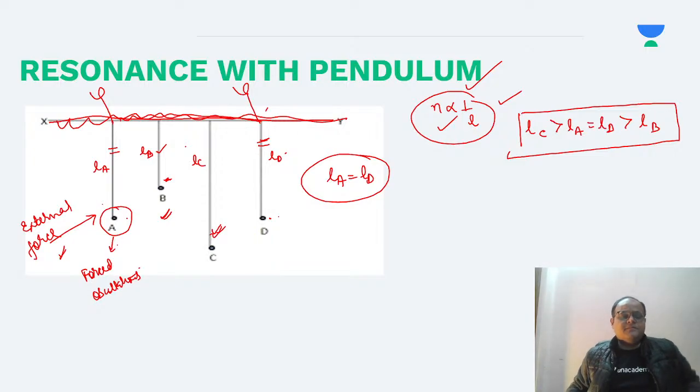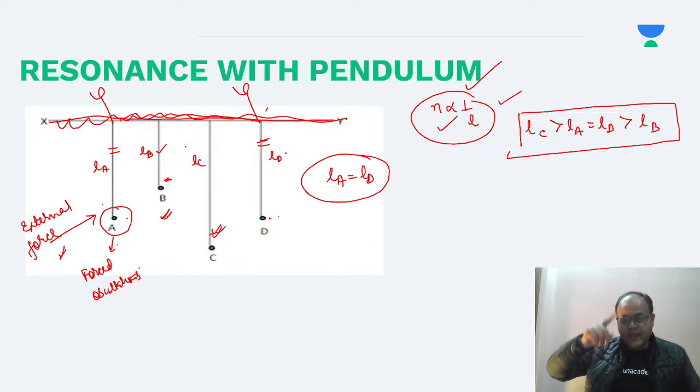One more problem that most of the students have: they ask, sir, why when D will be maximum, A will be minimum, and then this energy will be again redistributed? See, both are having the same frequency, but the external force had a limited energy that has to be shared.